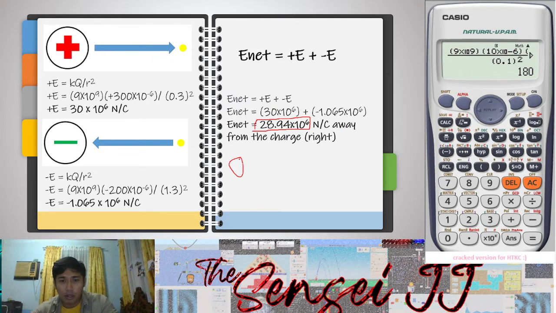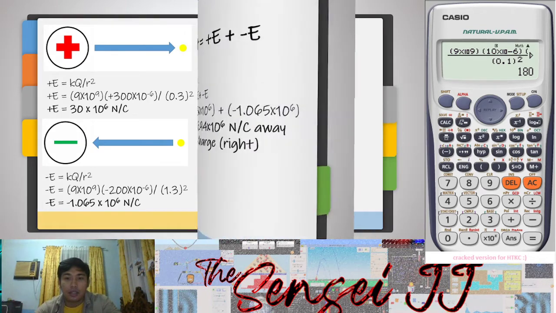So since our drawing is that our positive particle is in the middle and here is our point, meaning our point will be away from our charge. Okay, so I hope, guys, that this is clear to you before we proceed to our next example. So I hope that this is clear.